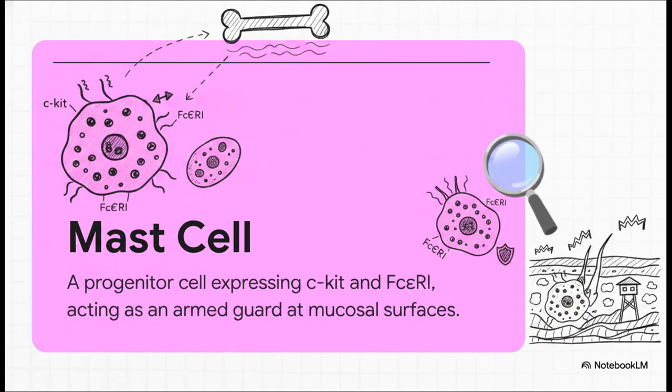Now, what's really unique here is that they express a receptor called KIT, which interacts with stem cell factor, alongside another receptor called Fc epsilon RI. And unlike most other immune cell lineages, mast cells actually retain and increase their KIT expression as they mature. Think of them kind of like an armed guard, taking up a position at the borders of your body, in your skin and your mucosal tissues, just waiting for a threat to cross their path.